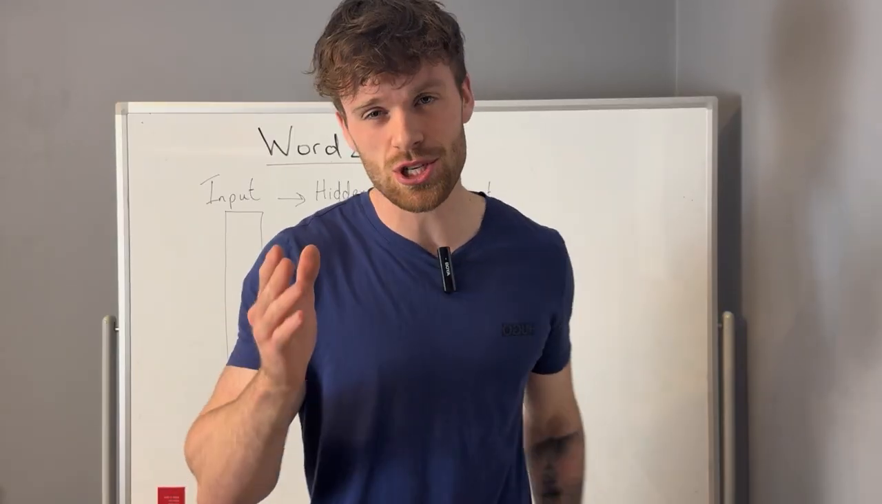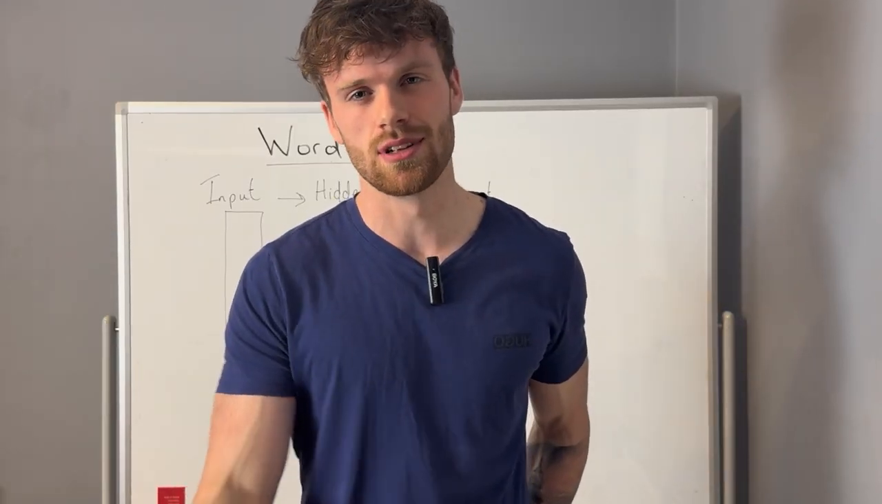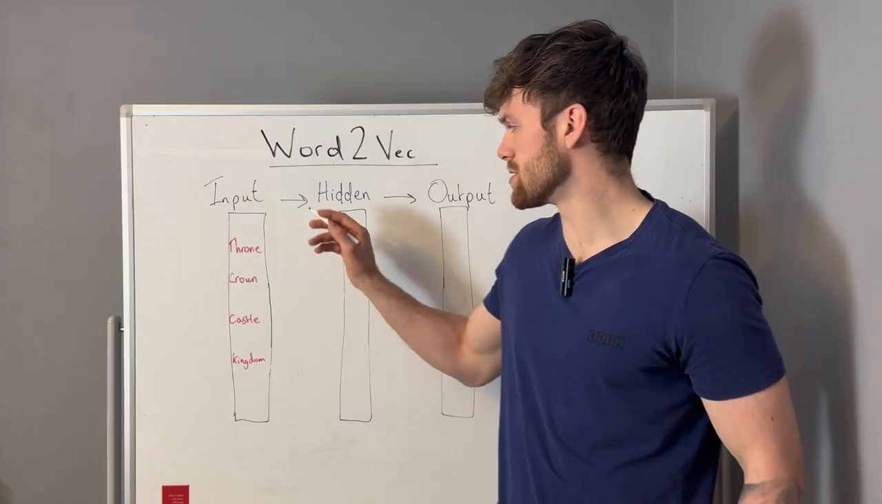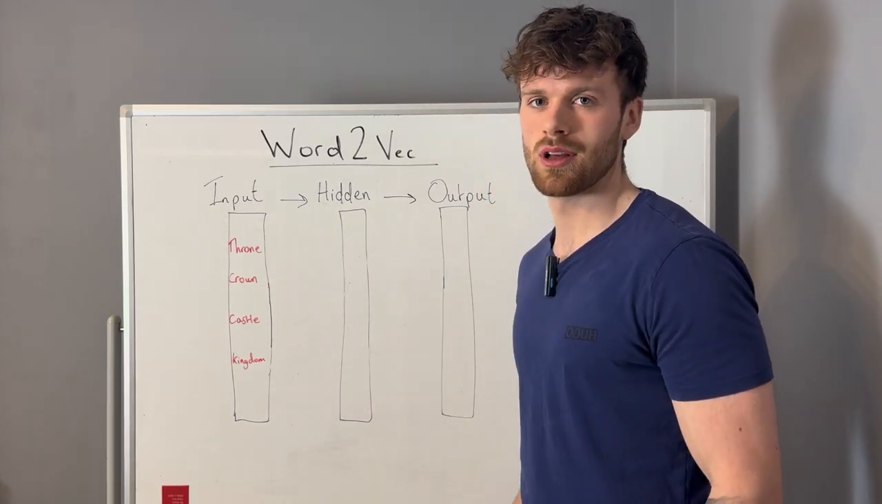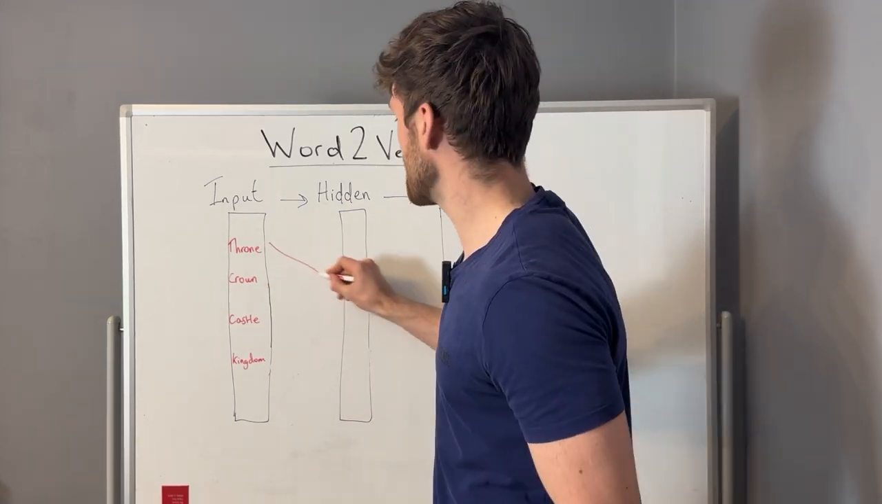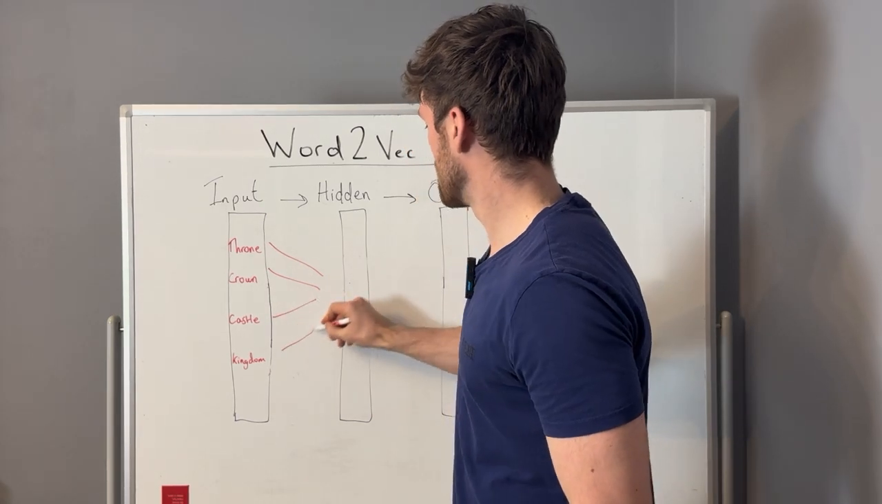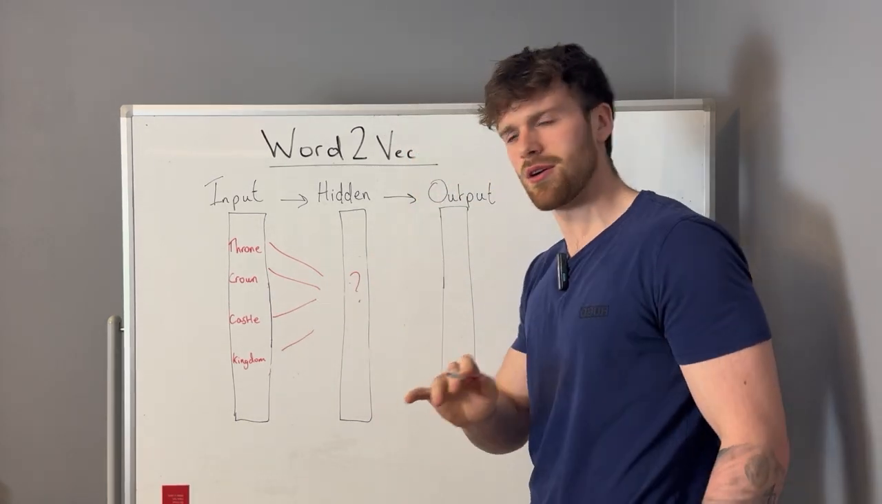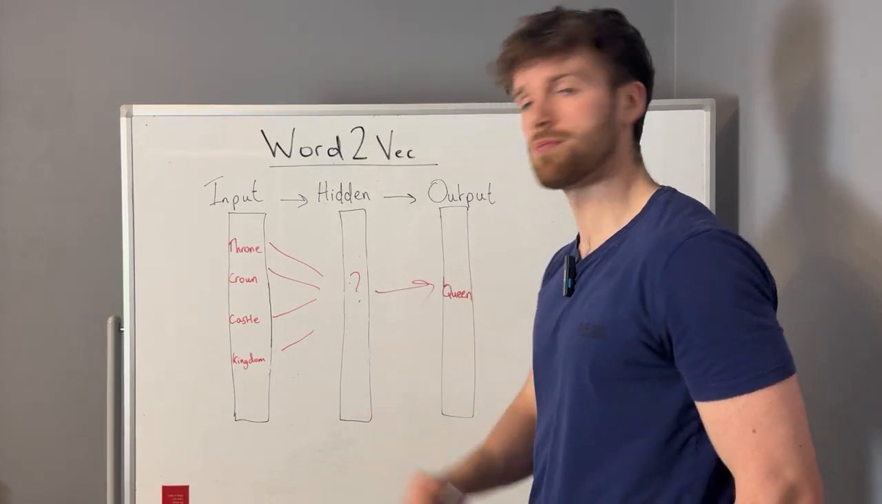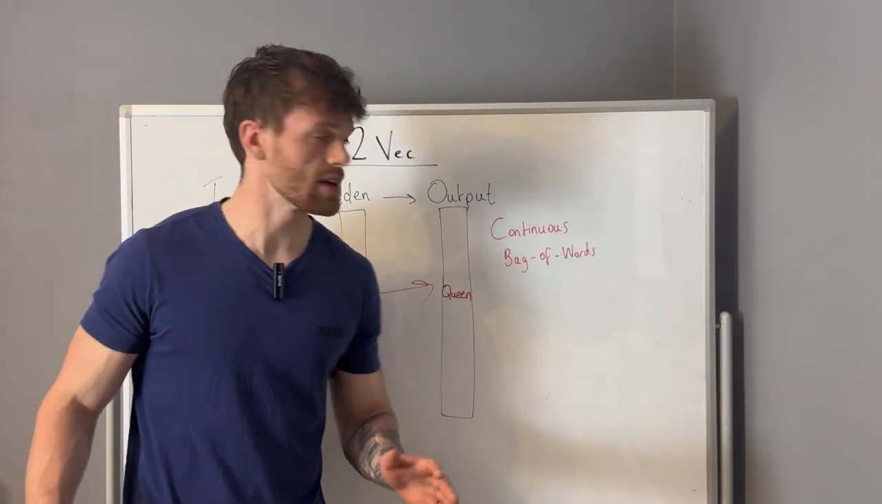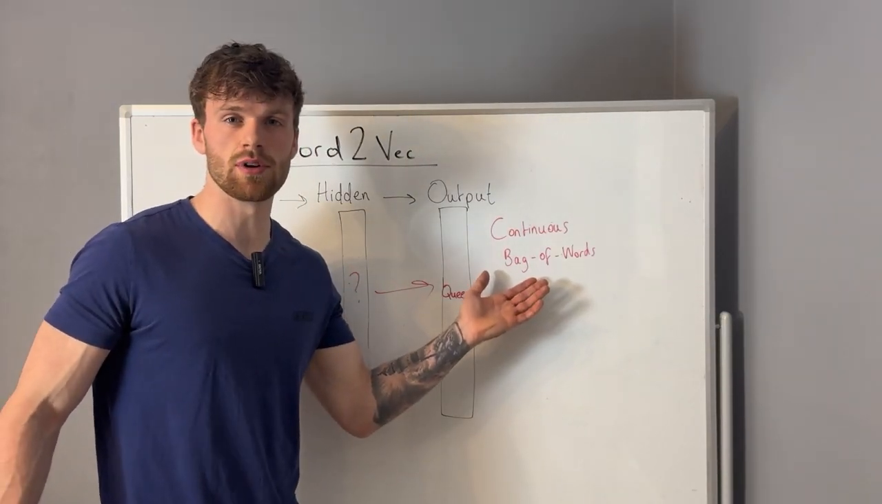Let's imagine the machine is reading a fantasy novel. The context here are the words throne, crown, castle, and kingdom. The model's job is to take these four words and try to predict one word. In this case, the output could be queen. This technique is called continuous bag of words.